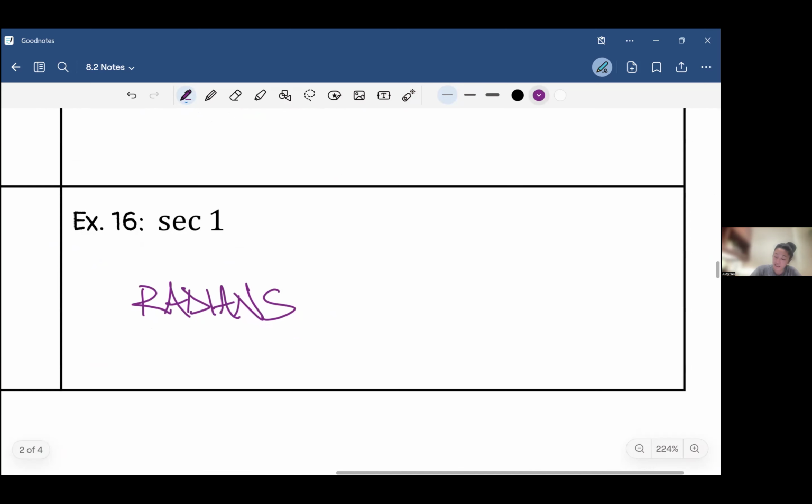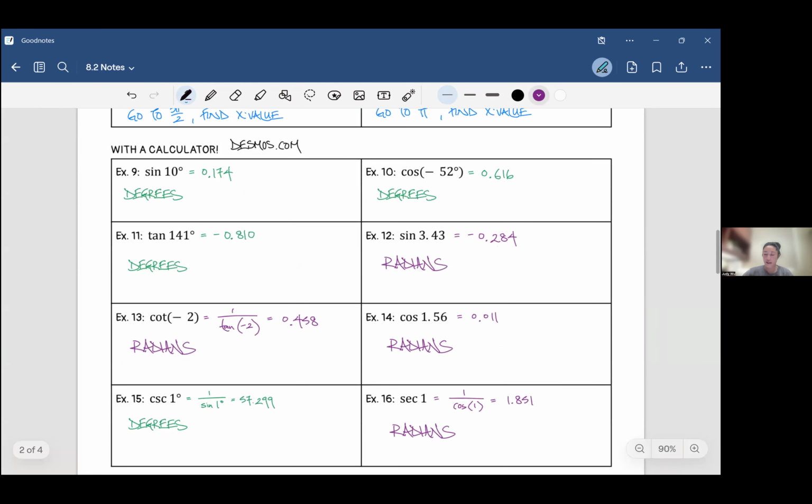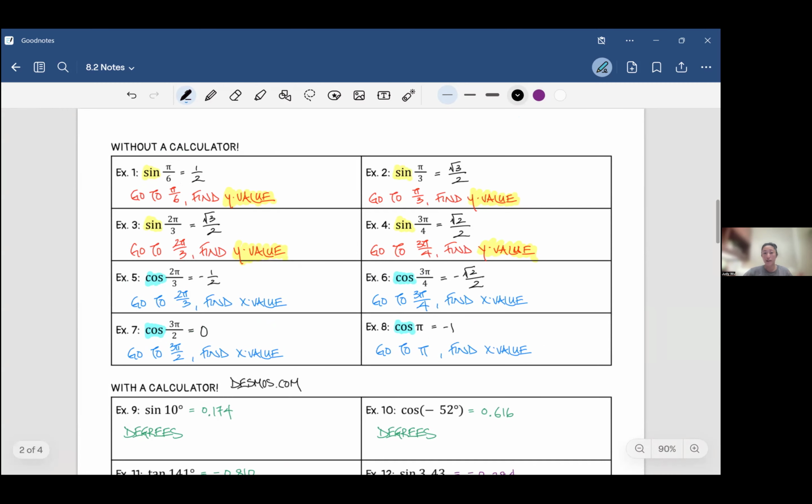All right, last one here. We've got secant of 1. Again, your calculator probably doesn't have a secant button. You're going to do 1 over cosine of 1. And when you type that in, you should get 1.851. Okay. So this is really more an exercise than just making sure that you know how to use your calculator, but like the ones that are nice angled on our unit circle, we can just go find like the y value if it's sine or the x value if it's cosine.